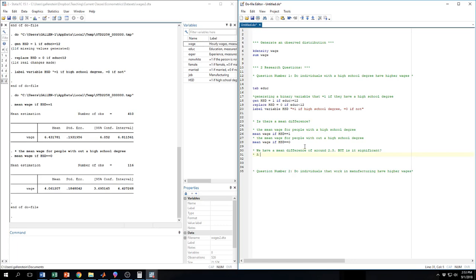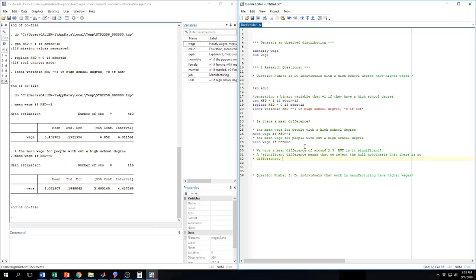I'm typing the notes as we go so you can see this later. A significant difference means that we reject the null hypothesis that there is no difference.